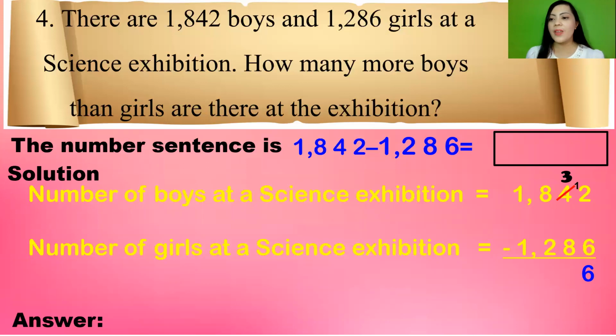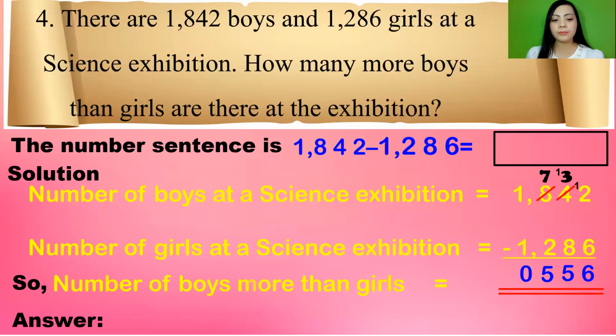Right? Then 3 minus 8, can we minus 3 minus 8? No. So we need to borrow again in the hundreds place. So borrow 1 from 8, 8 becomes 7. Now 13 minus 8 is equal to 5. And let's proceed to the hundreds place. 7 minus 2 is equal to 5. And 1 minus 1 is 0.